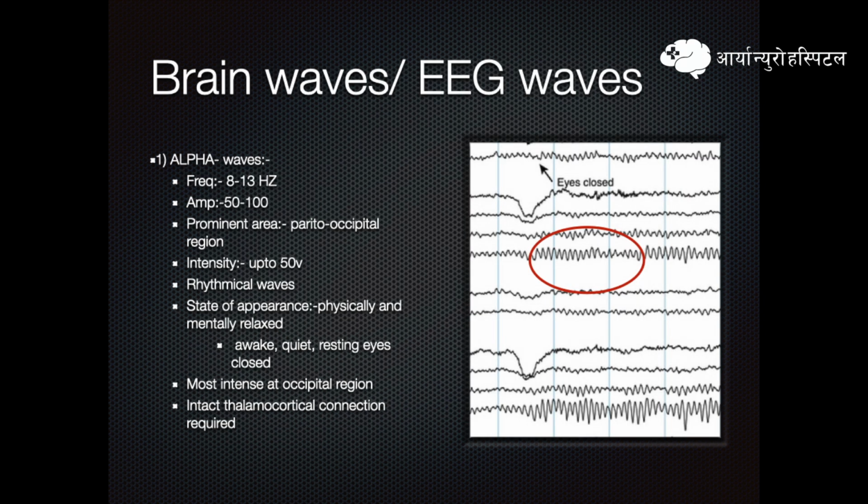Alpha waves are the prominent waves of the parieto-occipital region. Its intensity is up to 50 microvolts. It is a rhythmical wave and clearly appears when the person is physically and mentally relaxed, awake, quiet, and resting with eyes closed. These waves are most intense at the occipital region and so are more clearly visible on the occipital leads on EEG. For its formation, intact thalamocortical connection is also absolutely required.